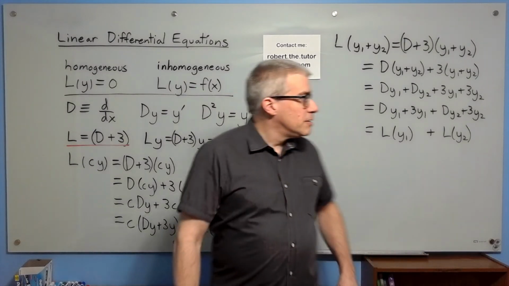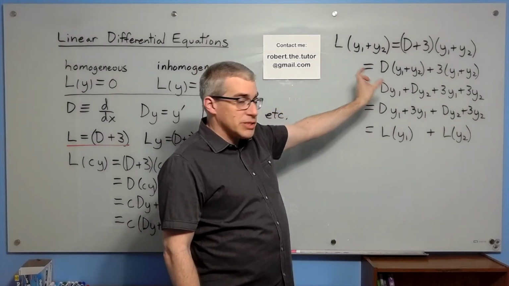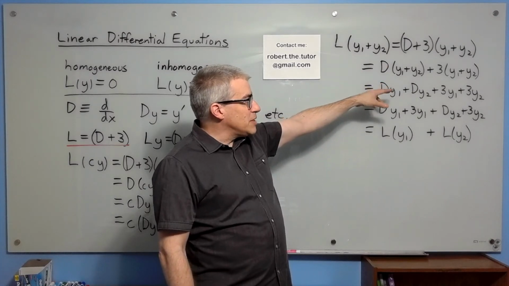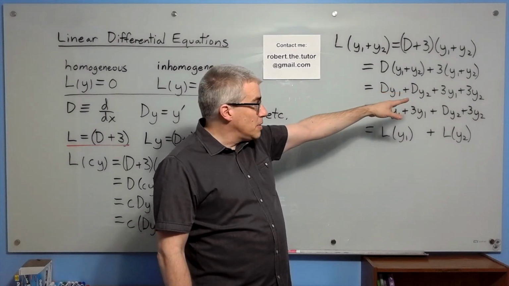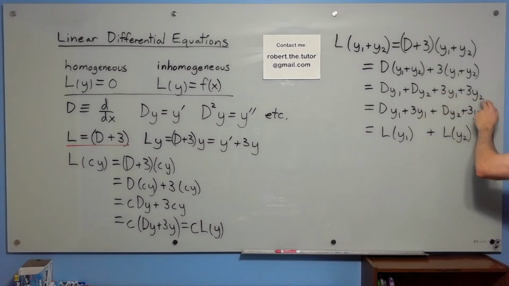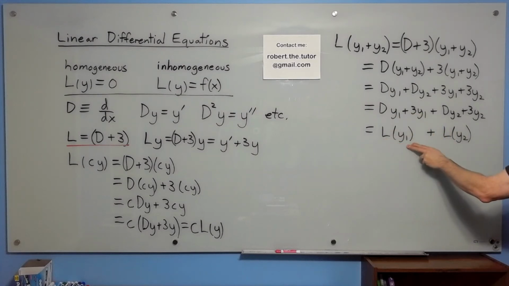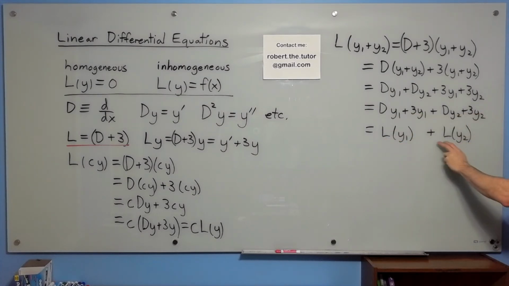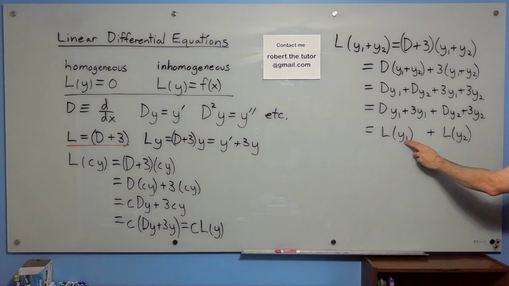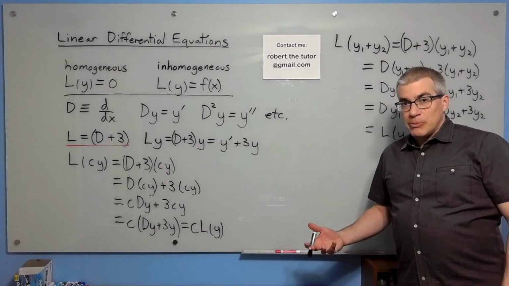The second property is if you have L of y1 plus y2, then we're trying to act with D plus 3 on y1 plus y2. That gives us D acting on y1 plus y2 plus 3 acting on y1 plus y2. And then we can distribute: Dy1 plus Dy2 plus 3y1 plus 3y2. Rearrange the order, Dy1 plus 3y1, which is the linear operator acting on y1, plus Dy2 plus 3y2, which is the linear operator acting on y2. So L of y1 plus y2 is L of y1 plus L of y2. And so D plus 3 is in fact a linear operator.